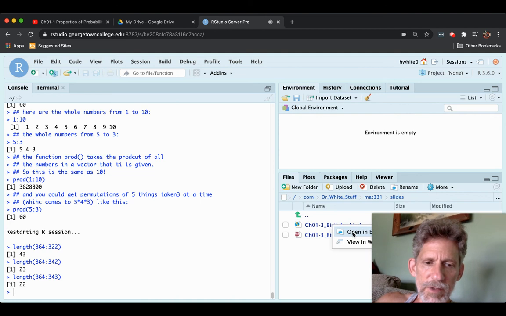You got two options. One is open the editor, which you don't want to do. You don't want to look at the HTML. You want to view in your web browser.